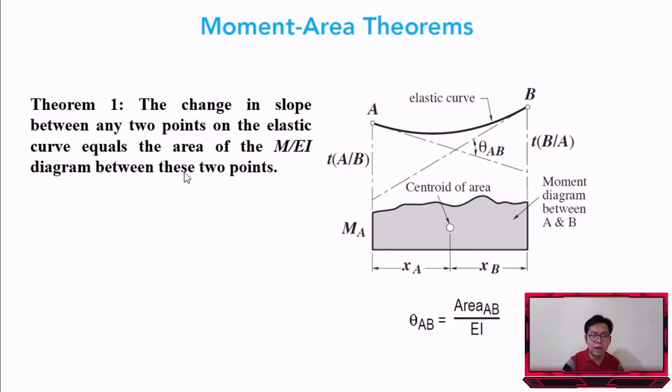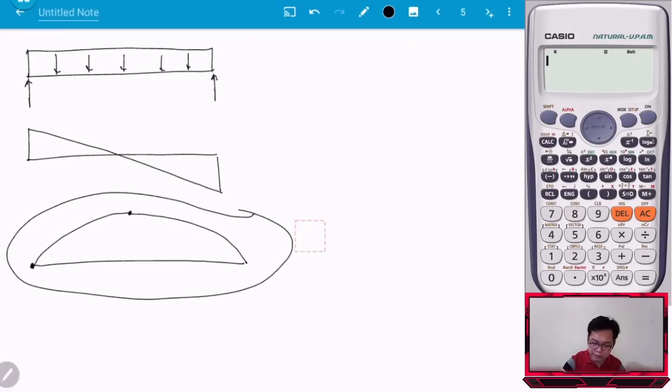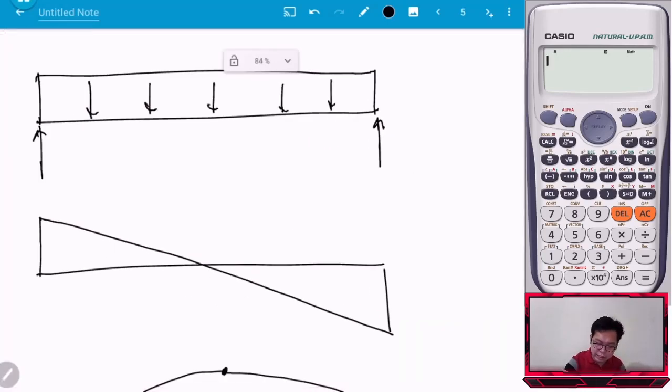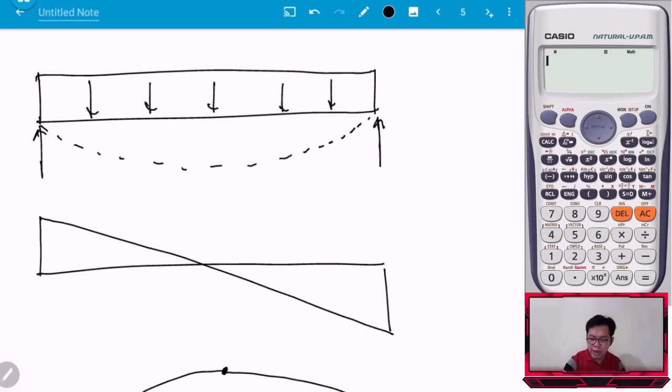So, for example, balik tayo dito sa beam natin kanina. Sandali. Balik tayo dito. So, yung elastic curve dito, guys, is pag ganito, no? For example, ganito na lang yung elastic curve. Yan, okay? And then, di ba sinabi sa theorem na the change in slope daw between 2 points. So, we need to select 2 points, okay? For example, ito yan, point A. And then, we have point B.